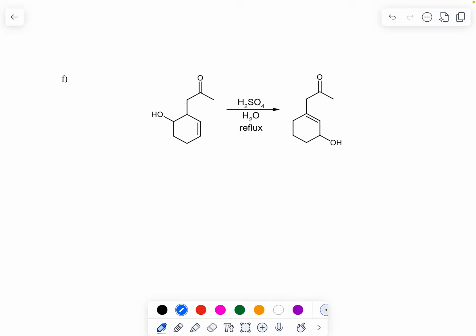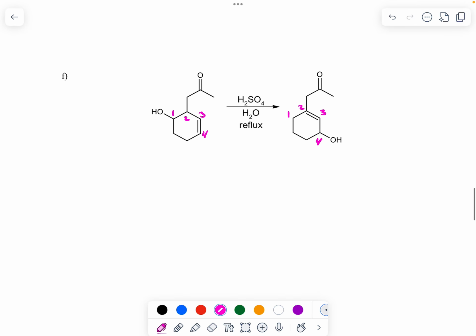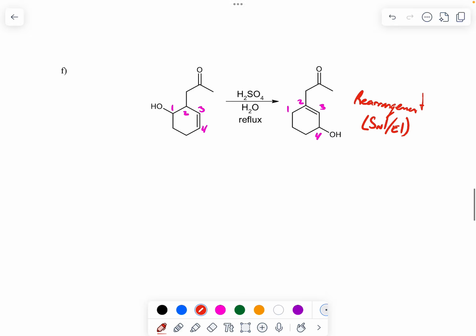So for this reaction, we have another scenario where it looks like we're doing a rearrangement. Because we start out with this oxygen, this alcohol, on what we'll call carbon number 1. We're going to label also carbons number 2, 3, and 4, because in our product we see if this is 1, this is 2, 3, and 4. So somehow our alcohol has moved from carbon number 1 to carbon number 4. This is clearly a rearrangement, which means that we're probably doing SN1 or E1 in this scenario.